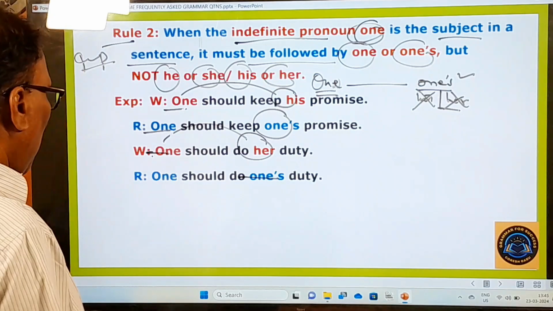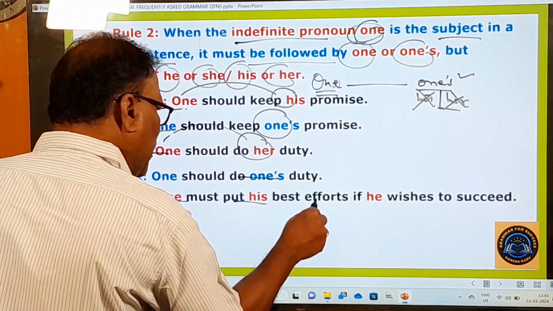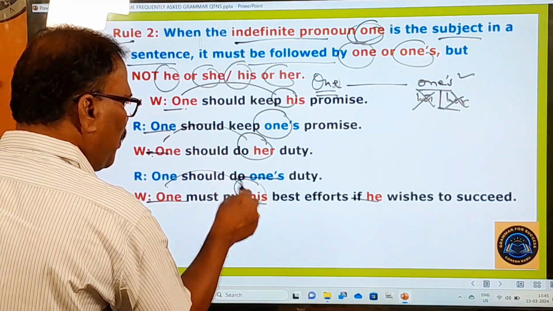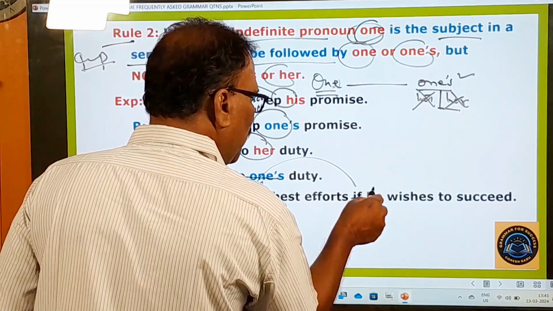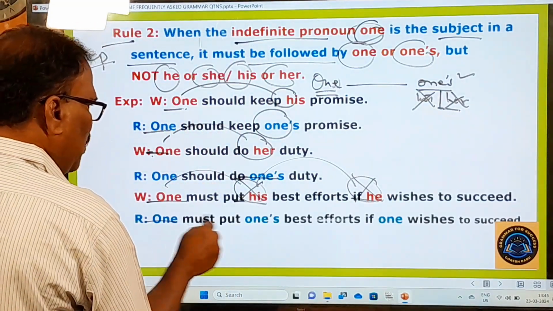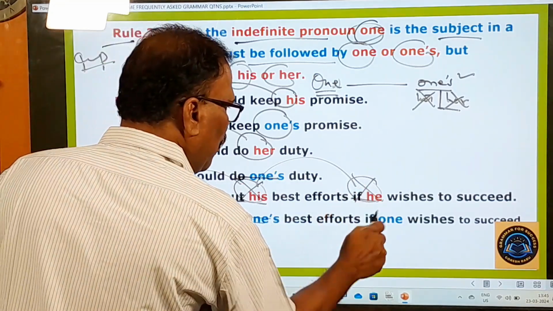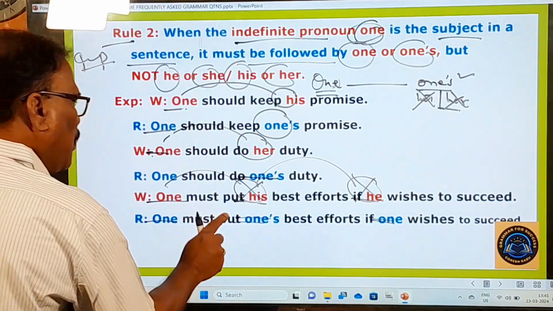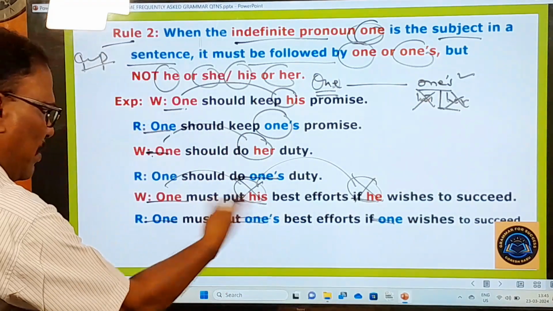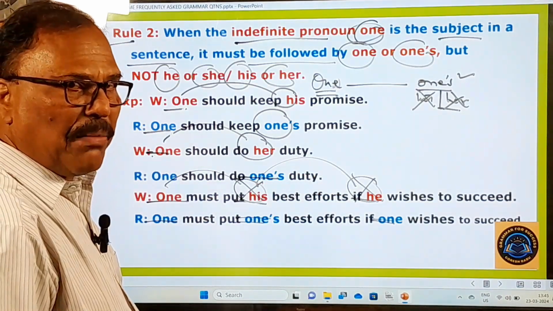Sometimes the sentences will be like this: One must put his best efforts if he wishes to succeed. After one, his or he should not be used. That is wrong. What should be there? Instead of his we have to use one's, instead of he we have to use one. So one must put one's best efforts if one wishes to succeed. This is the correct sentence, maybe very useful for you in other examinations also.